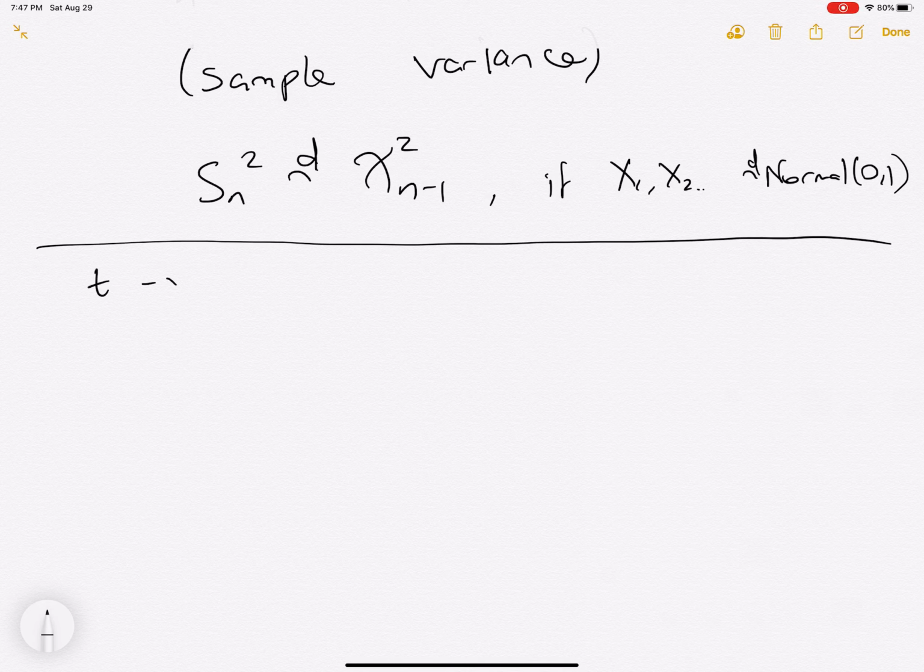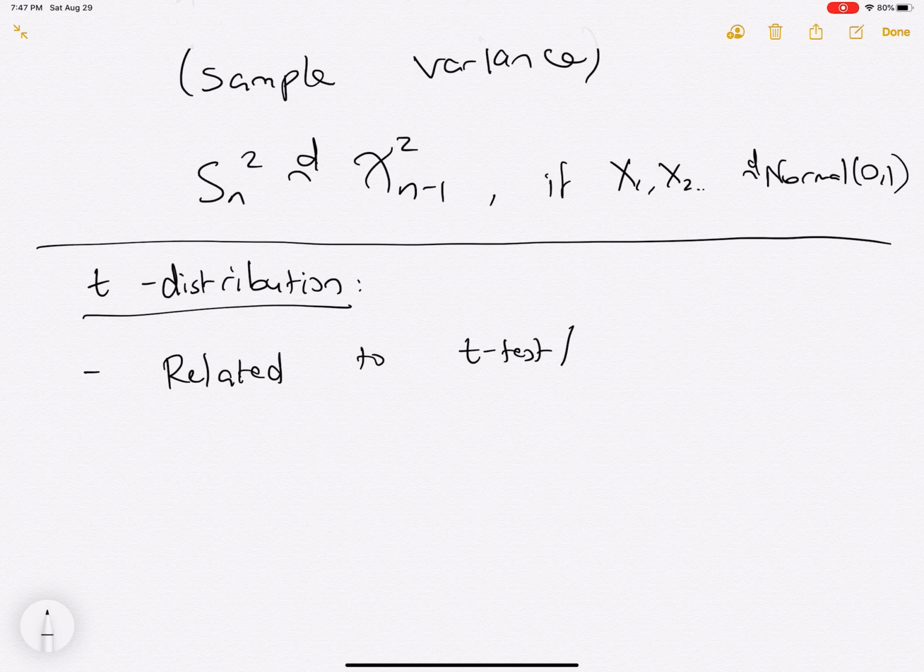So the next thing is the t-distribution. You have potentially heard of the t-test or the t-statistic, and this is where the t-distribution essentially comes from. So this is related to the t-test or t-statistic.